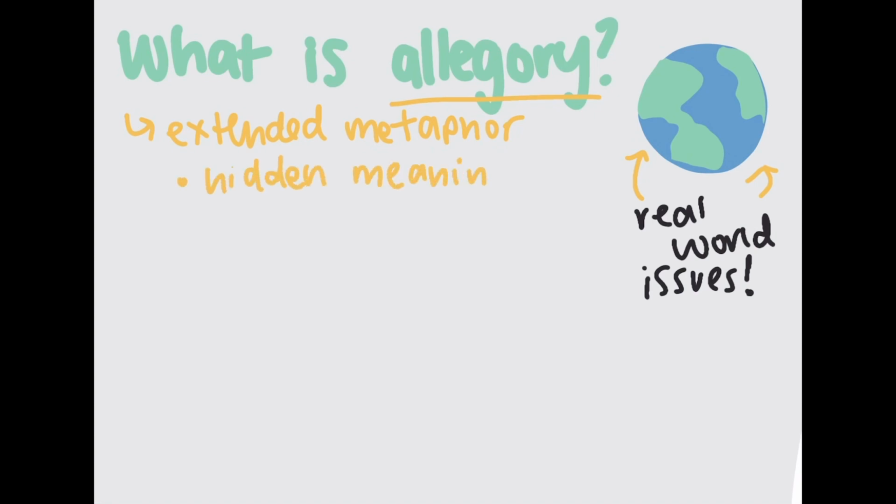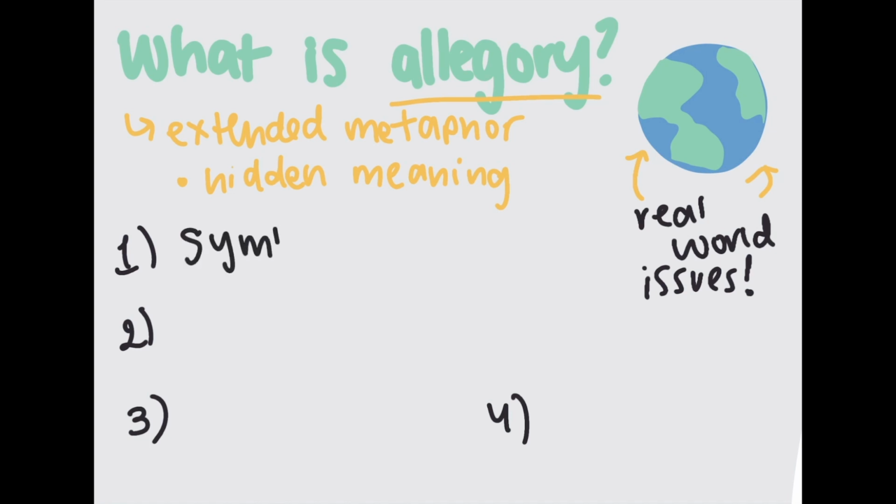So how do we spot an allegory in its natural habitat? Well, let's talk about that. There are a few things that I like to look for when identifying an allegory. The first one is symbolism. If a message in a piece of literature is an allegory, there is usually both a symbolic and literal meaning to either a person, place, or event in it.